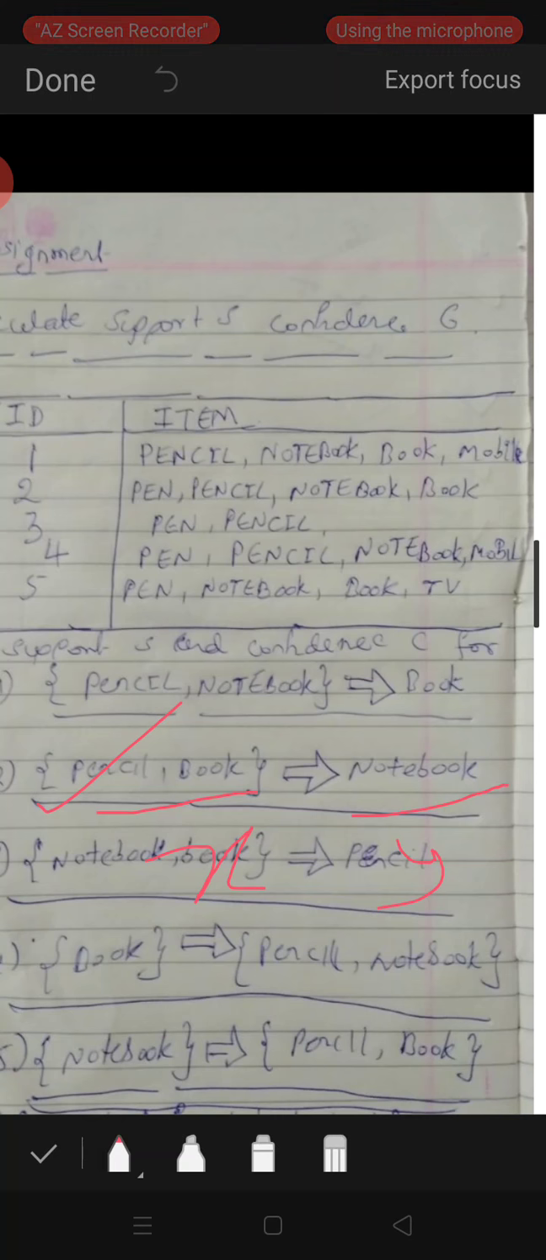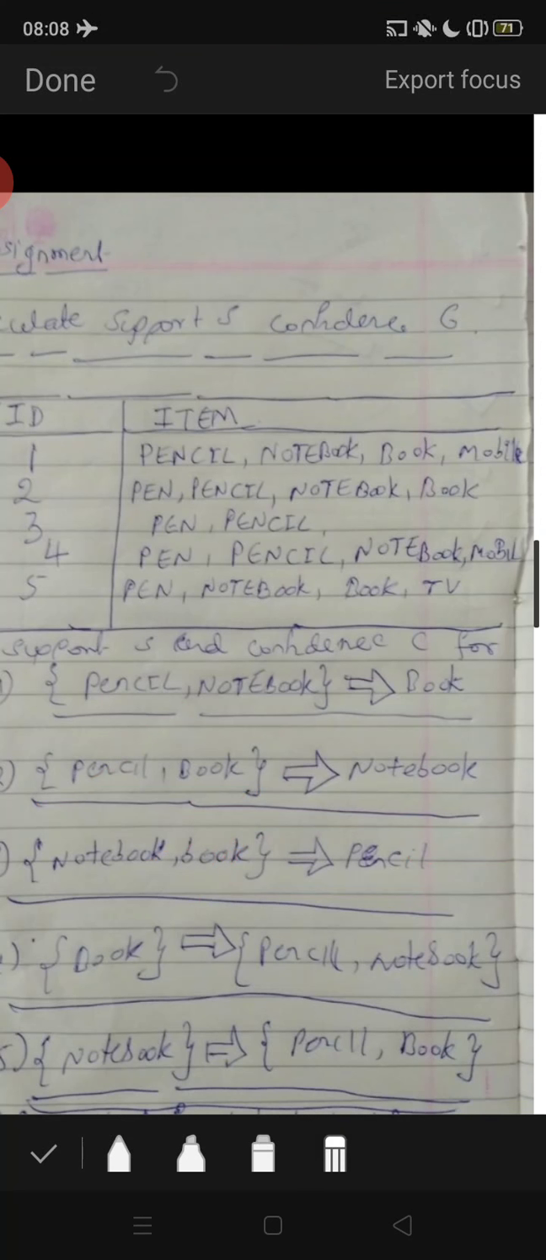Have you calculated? It's very simple. Pencil, book, notebook: how many times are they available together? First transaction: pencil, book, notebook together. One time available.